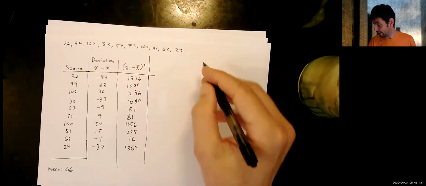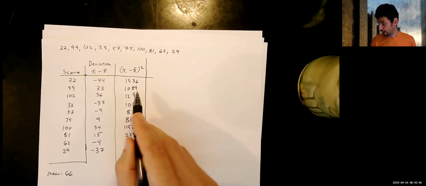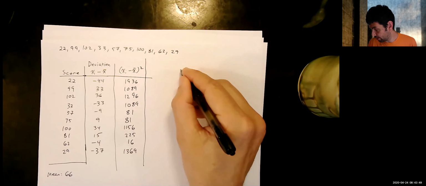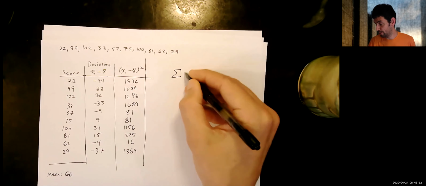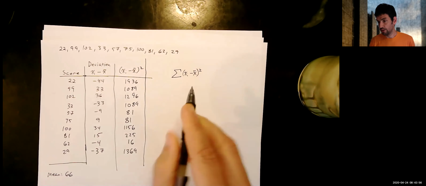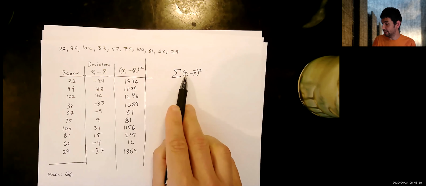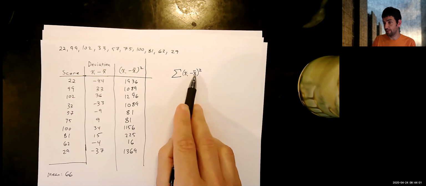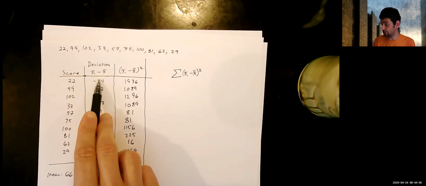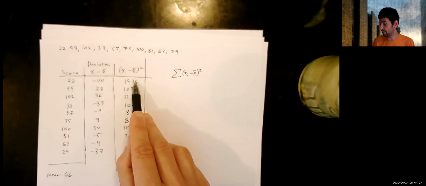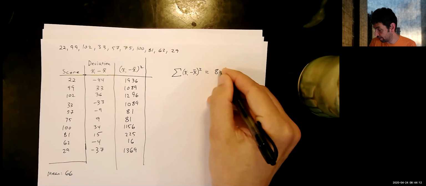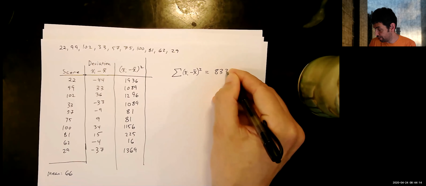All right, so what do we have so far? I've got all of my deviations squared. The next thing I'm going to do is use this symbol, which means add up. All this symbol is saying is take each data value minus the mean, square it, and then add them all up. If I add this up, I get 8,338.